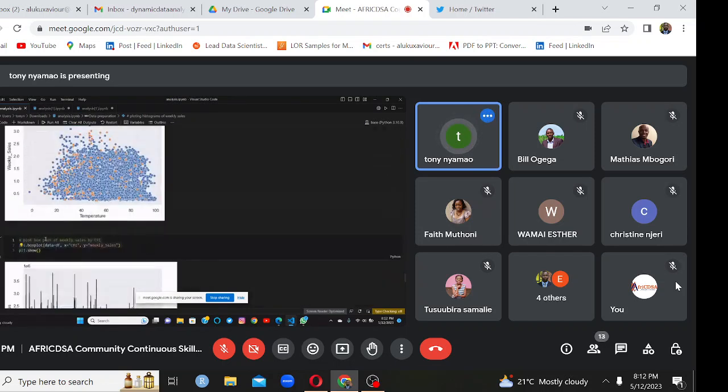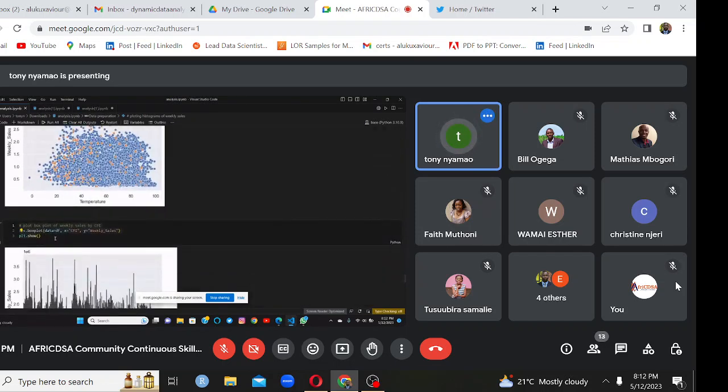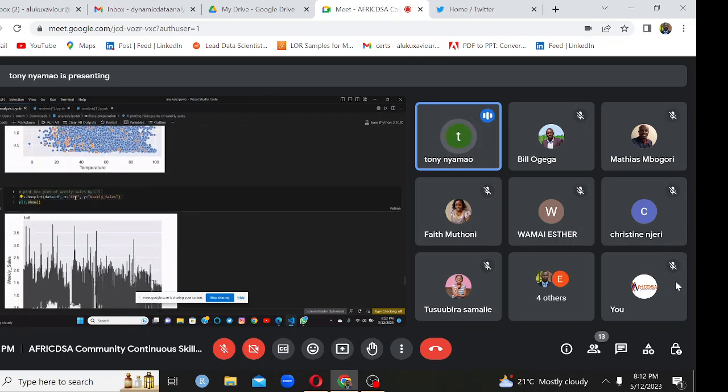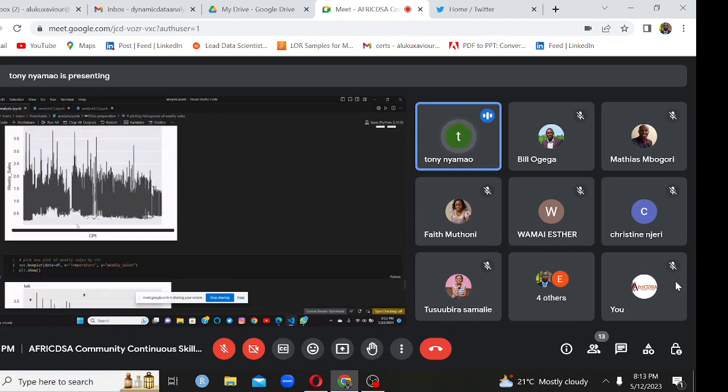That was my result. Plot box for weekly sales by CPI too. I was able to determine, between the CPI and the weekly sales, how the CPI or the weekly sales is able to affect the CPI, or the CPI affecting the weekly sales. And this was my result.